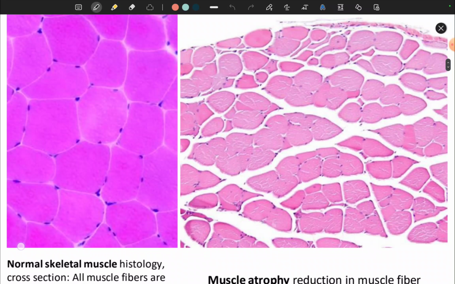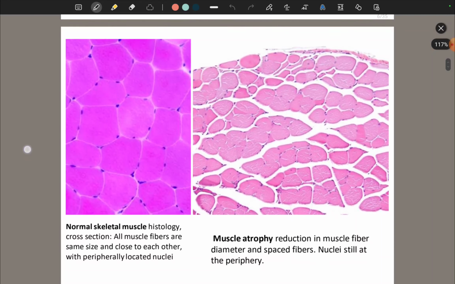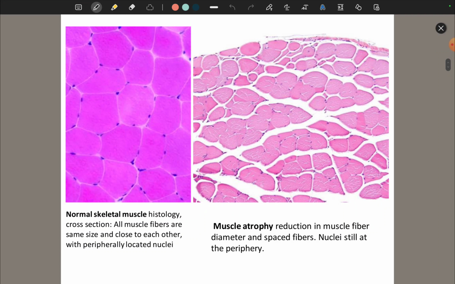I think from the first hour you have a good idea about the histology of the skeletal muscle. So how to describe which one is normal, the left or the right? The left. Which is the normal muscle here? The left or the right? The left. Left is normal. What is the abnormality in the right? If I ask you to compare and tell me the difference between the left and the right. Yes?